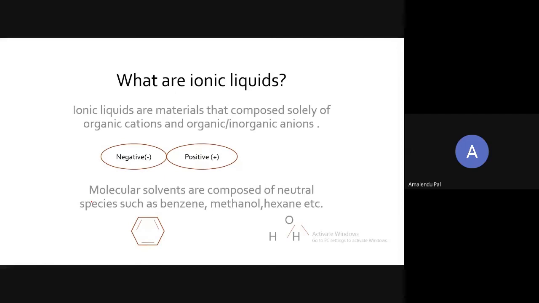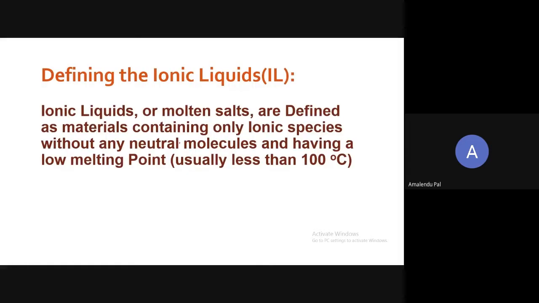Okay, what are ionic liquids practically? These are materials composed solely of organic cations and organic or inorganic anions. This is a very, very important part. That is what ionic liquids are. We have to remember these things.